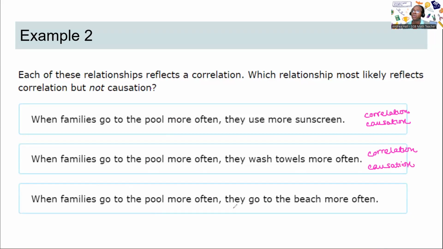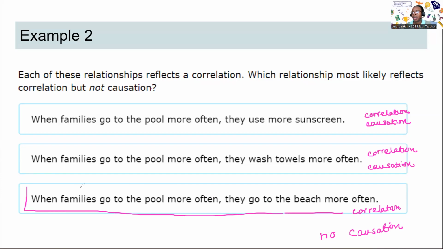When families go to the pool more often, they go to the beach more often. There might be a correlation there, but no causation, because they might not have a beach nearby, right? They might not like sand. Going to the pool doesn't mean that you're going to the beach. So this would be the answer. Correlation, but not causation.